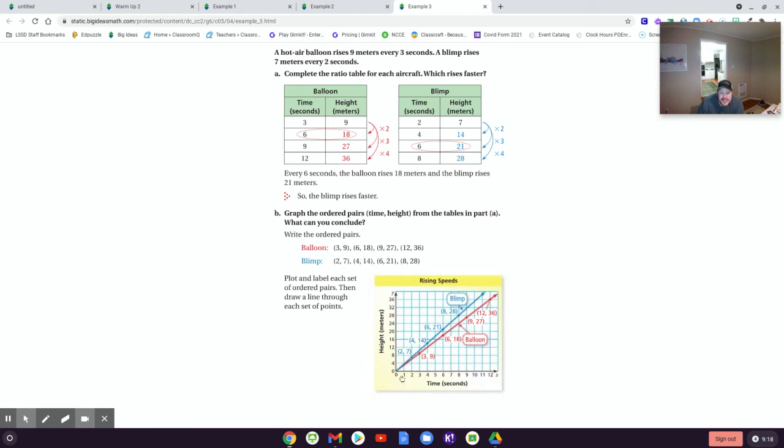And then 6, 18, you go over to 6 seconds. You go up to where 18 is, which is right between 16 and 20 here. And you put another dot there. And this line here, this red line, shows you how fast the balloon is rising. And then the blue line here is the blimp. So 2 seconds is 7 meters. You go over 2 and up to 7. There's a dot there. And then 4, 14, you go over 4 seconds up to 14. There's a dot there. So this blue line represents the blimp.